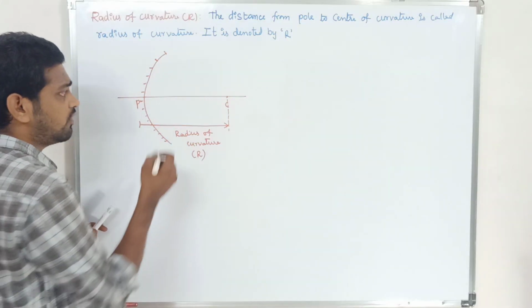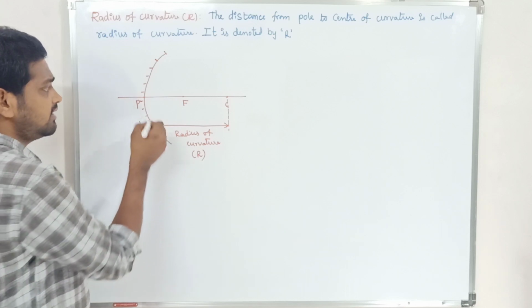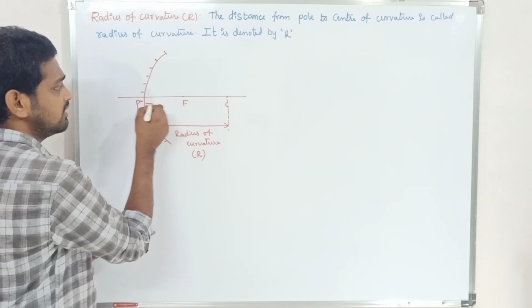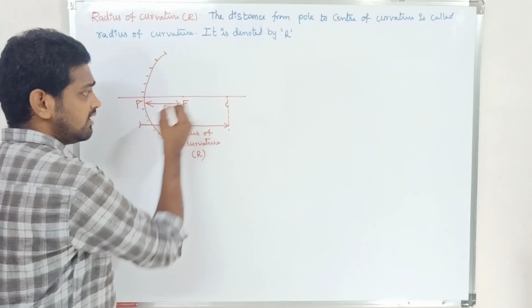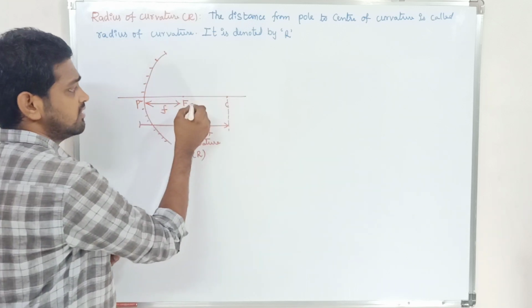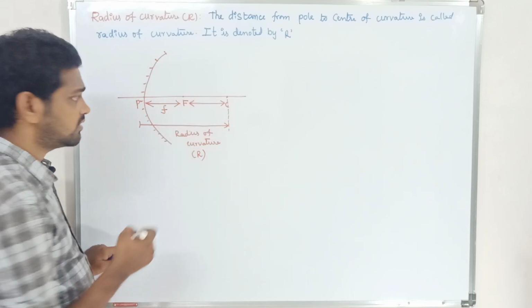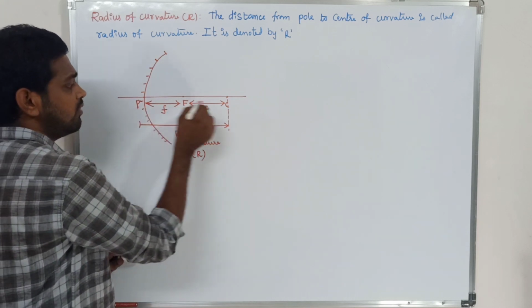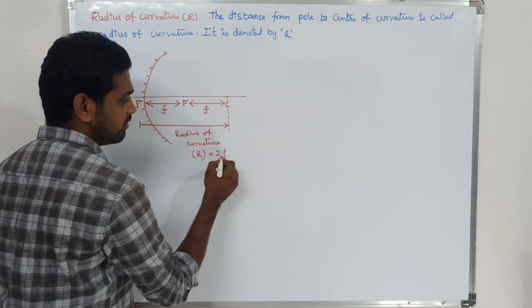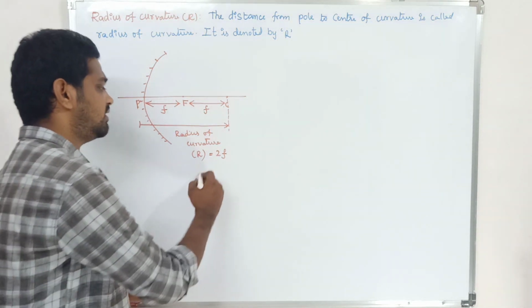If I take the focus, it is the midpoint of the pole and center of curvature. Let us consider the distance from pole to focus. This distance is nothing but the focal length. And moreover, F is the midpoint of the pole and center of curvature. So the distance from pole to focus is equal to the distance from focus to center of curvature. Clear, children? So from this, the distance from pole to center of curvature is equal to double the focal length. Clear? In the upcoming video, I am going to prove this.